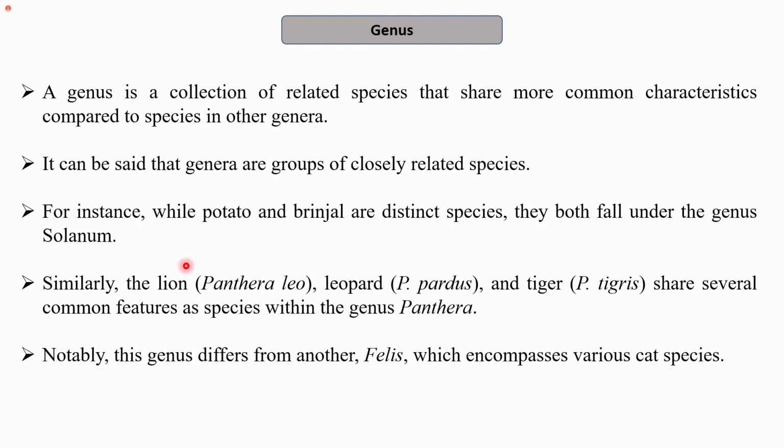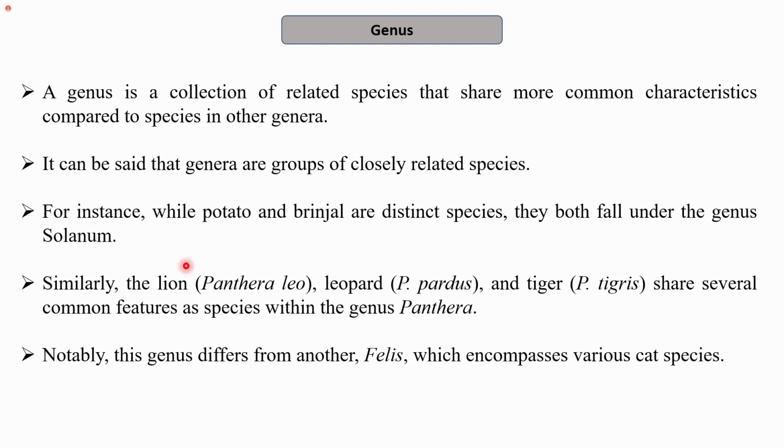So here we know Solanum tuberosum for the potato. Both potato and brinjal are different species, right? We know that potato and brinjals do not look similar. However, they fall under the same genus based on certain characteristics which they have in common. So both belong to the genus Solanum.